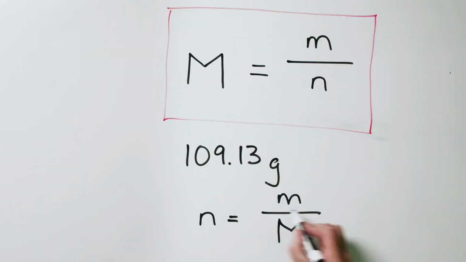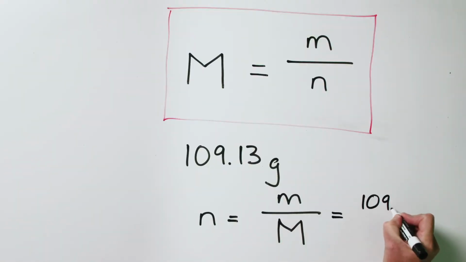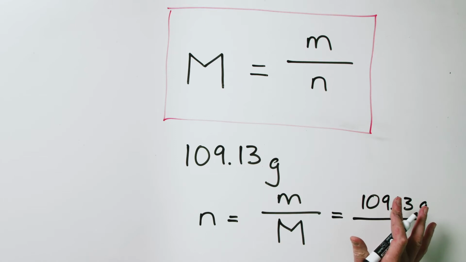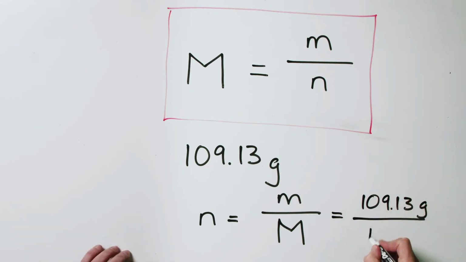So once we've rearranged our equation to get it in this particular form, then we can calculate our amount. So the mass of this diamond is equal to 109.13 grams, and the molar mass is the molar mass of carbon. So we go to our periodic table, we find the molar mass of carbon, and we find that that is 12.01 grams per mole.